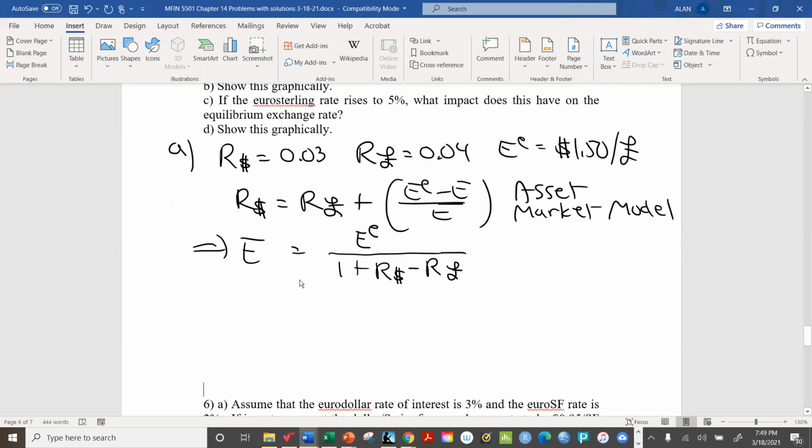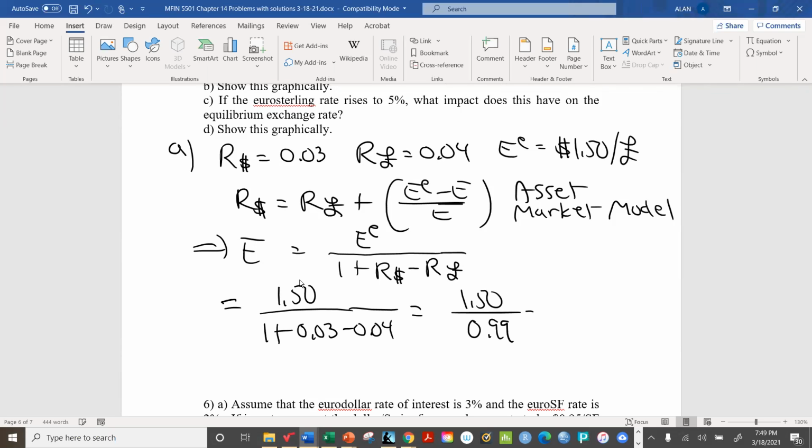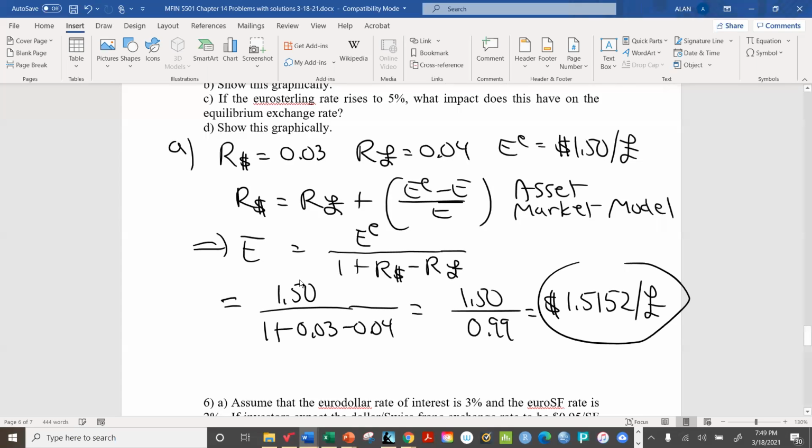So here, all we have to do is plug in some numbers. The expected exchange rate is $1.50. Here we have 1 plus the US rate of 3% minus the UK rate of 4%. So it's 1.50 over 0.99, and that works out to $1.5152 per pound. Okay, now in part B, we're supposed to show this graphically.